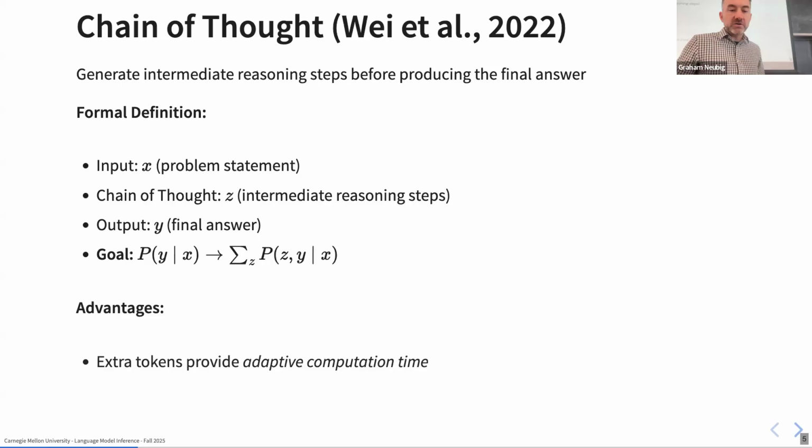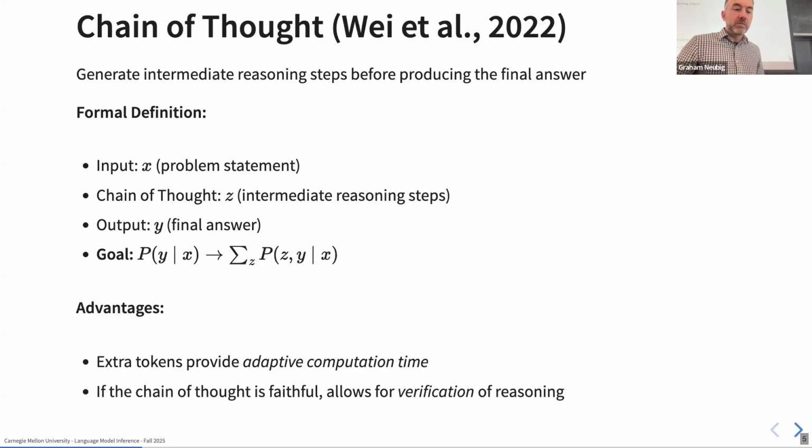So this has a number of advantages. Number one, the extra tokens provide adaptive computation time, like I mentioned before. So you can spend more FLOPs when you're calculating the more difficult problems. Another advantage of this is if the chain of thought is faithful to the actual reasoning, it makes it easier for humans to verify the output. So a human can walk through step by step and check if they fully understand what the model is generating step by step, and verify it as well.